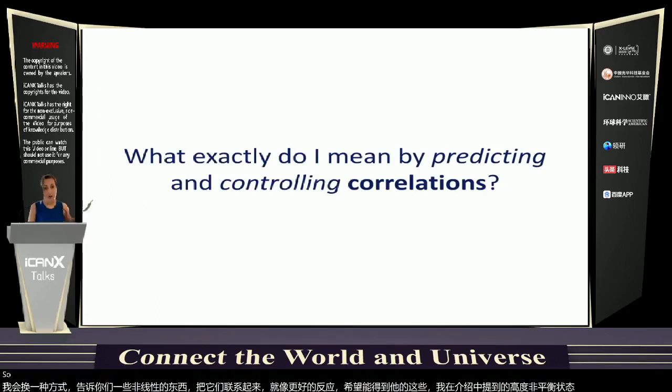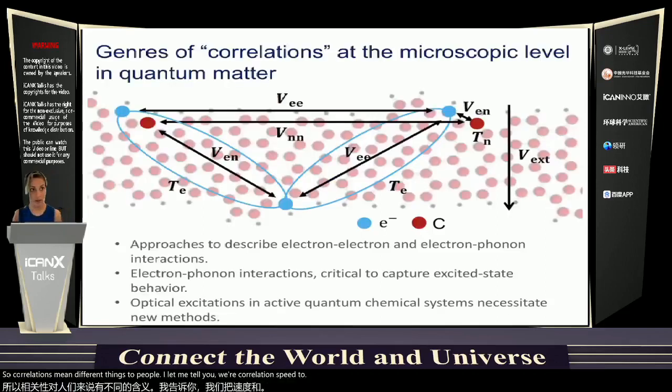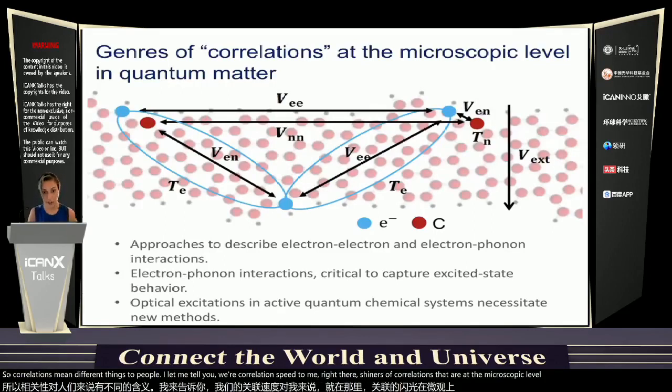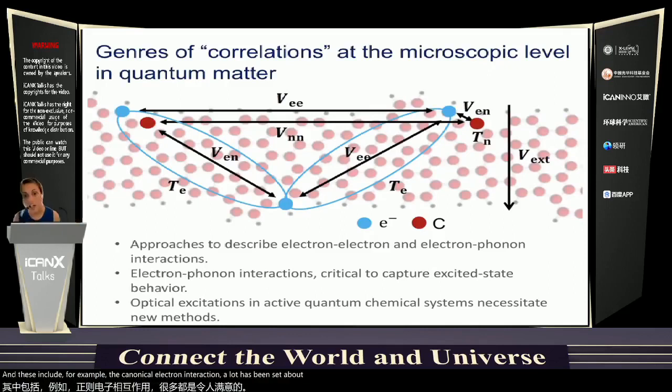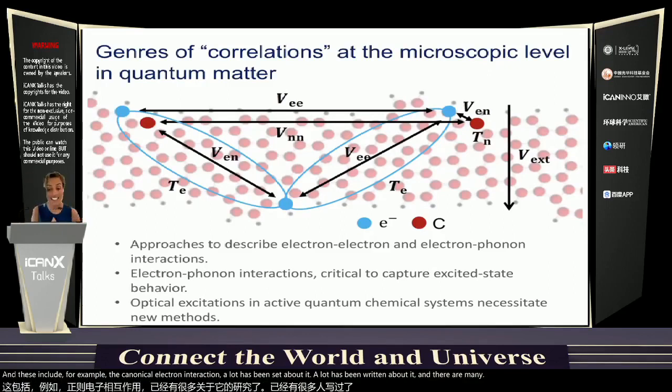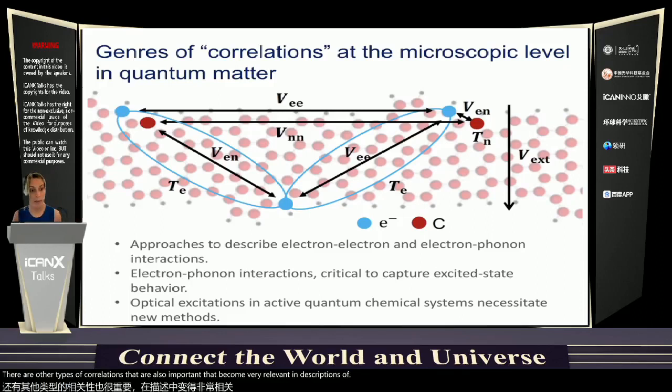So correlations mean different things to people, and let me tell you what correlations mean to me. There are genres of correlations that are at the microscopic level, and these include, for example, the canonical electron-electron interaction. A lot has been said about it, a lot has been written about it, and there are many techniques that allow us to think about electron-electron correlations quite well. There are other types of correlations that are also important that become very relevant in descriptions of quantum matter, and those include the electron-phonon interaction in particular.